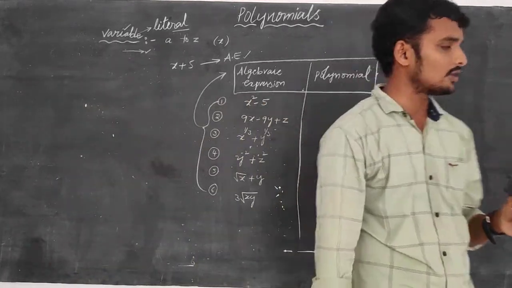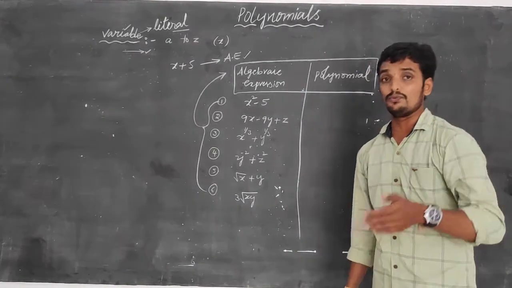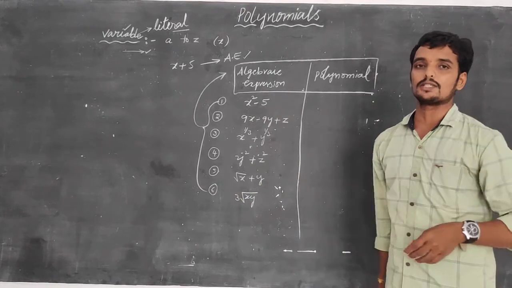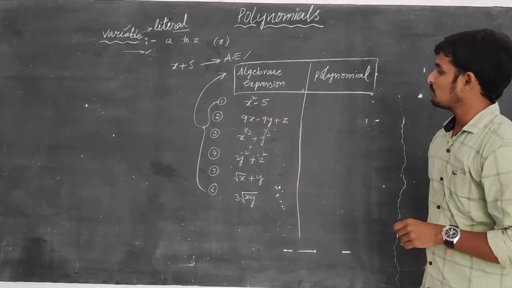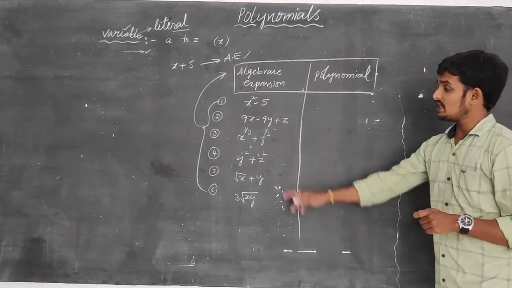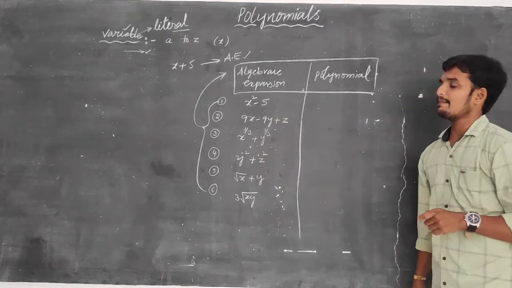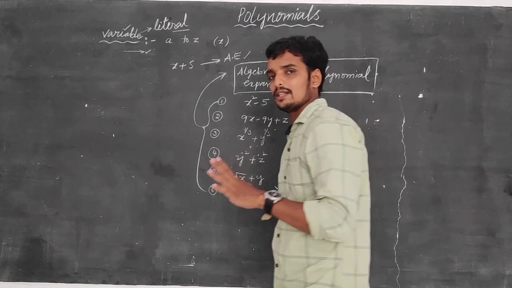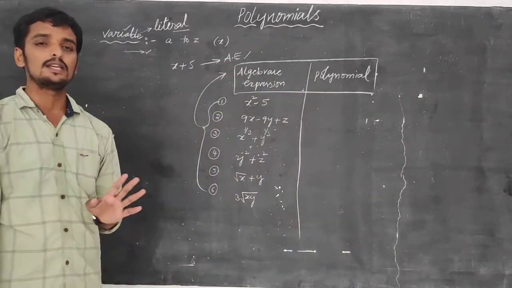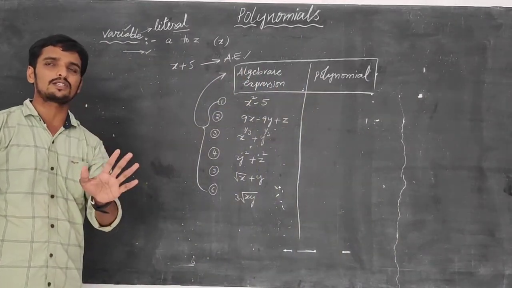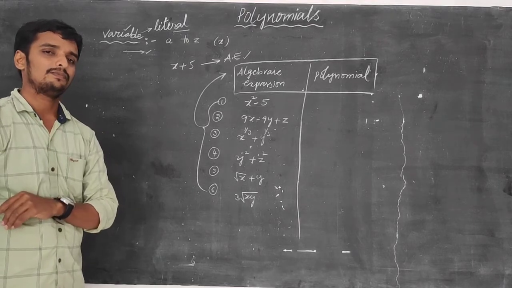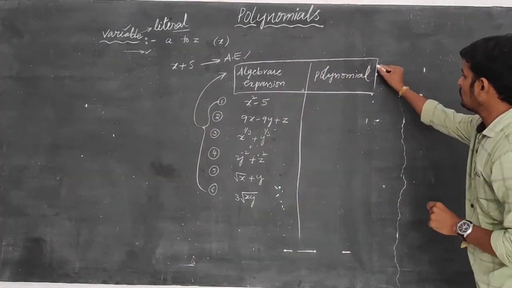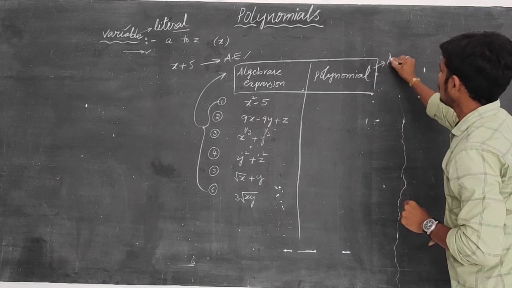If you know the definition of algebraic expression, that's why you are coming to that: these 6 are algebraic expressions. But what is the polynomial? In these 6 examples, some are not polynomials. Some are both algebraic expressions and polynomials, and the remaining are only algebraic expressions, not polynomials. First of all, we have to know one point, that a polynomial is also an algebraic expression.